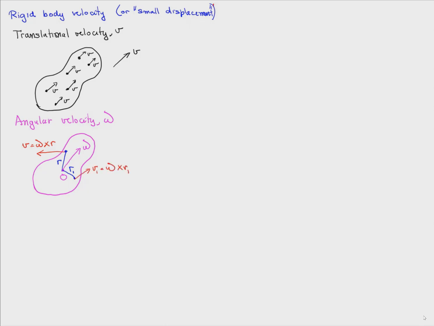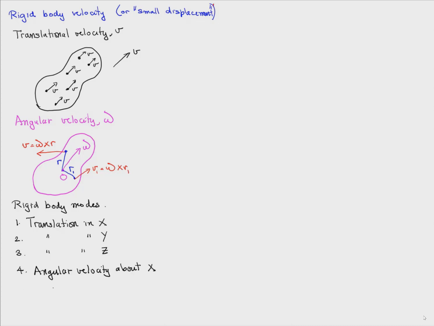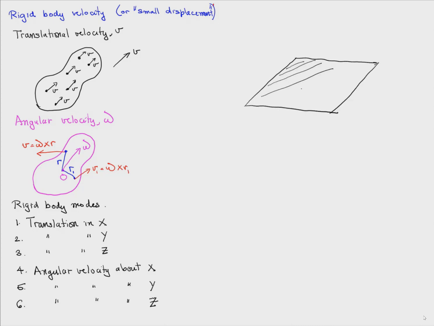So the rigid body modes of a structure are translation in the x direction, that means all the points have velocity 1, 0, 0. Translation in the y direction, they all have velocity 0, 1, 0, and so on. And angular velocity about x, so angular velocity of 1, 0, 0, angular velocity of 0, 1, 0, and so on. So let's say we've constructed the 6 rigid body modes of a structure, and we look at the space spanned by these 6 vectors.